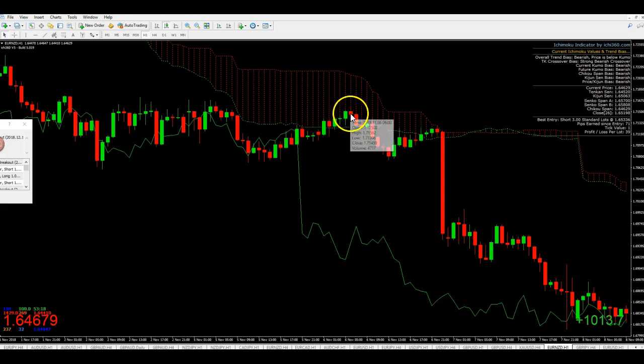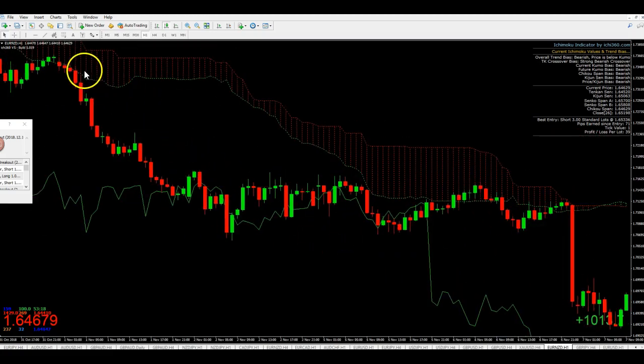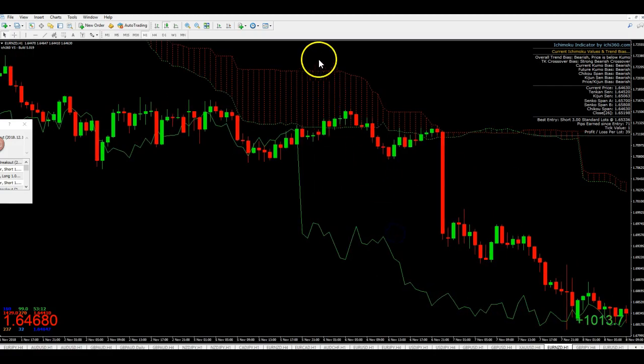It went in there. Guess what? By the time the price had come in here, I had no issues with it going into the cloud because I know it's thick enough to act as some resistance.